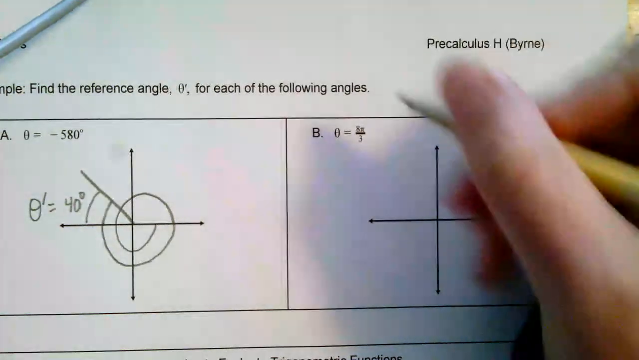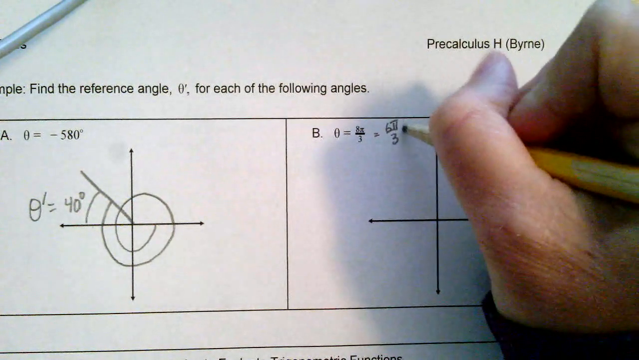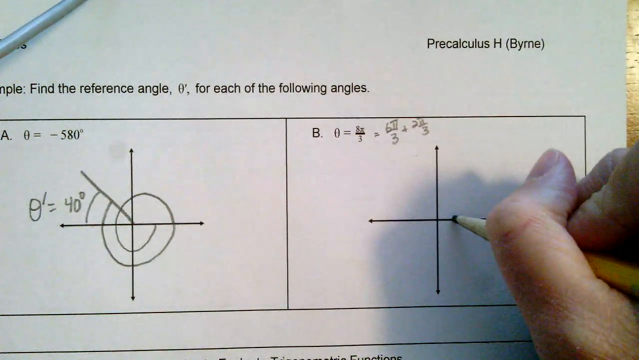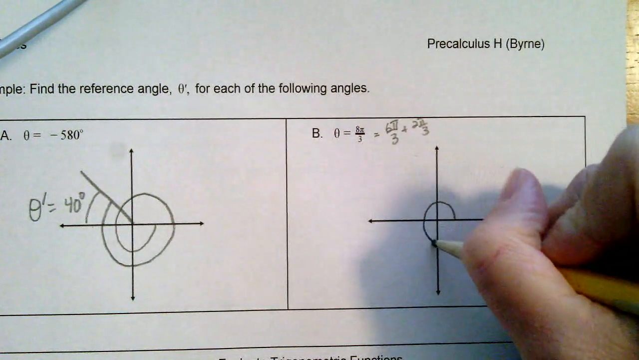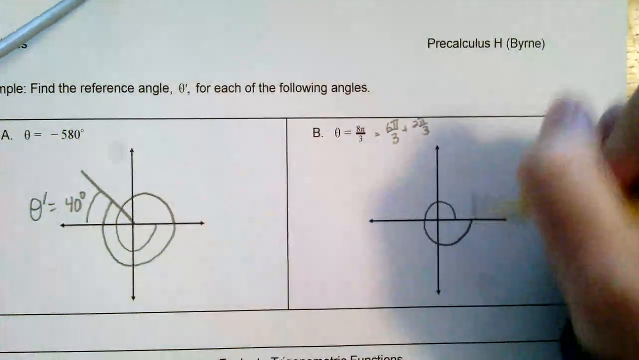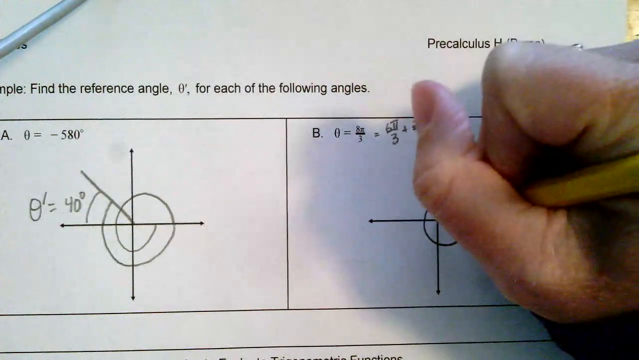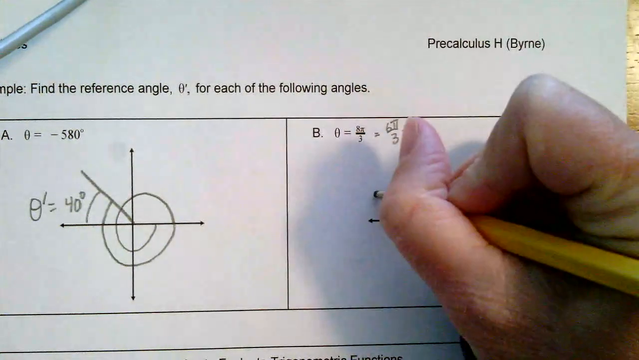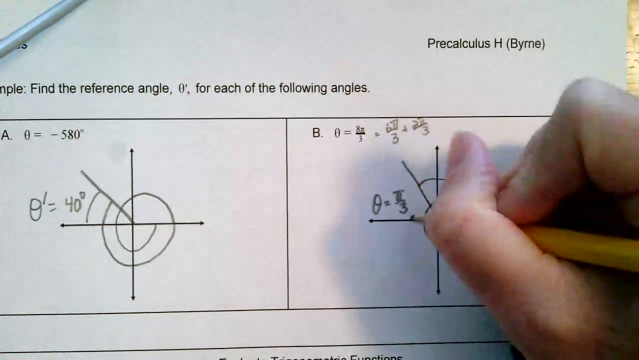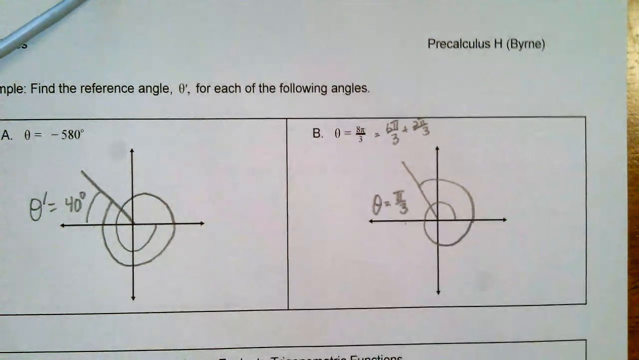And for 8 pi over 3, I can see that this is 6 pi over 3 plus 2 pi over 3. So I'm going a complete circle around. That's my 2 pi, my 6 pi over 3. And then I need to go another 2/3 pi, which puts me to here. And hopefully you can see the reference angle is pi over 3. Okay, because that would be the space right here between the x-axis and the terminal side.